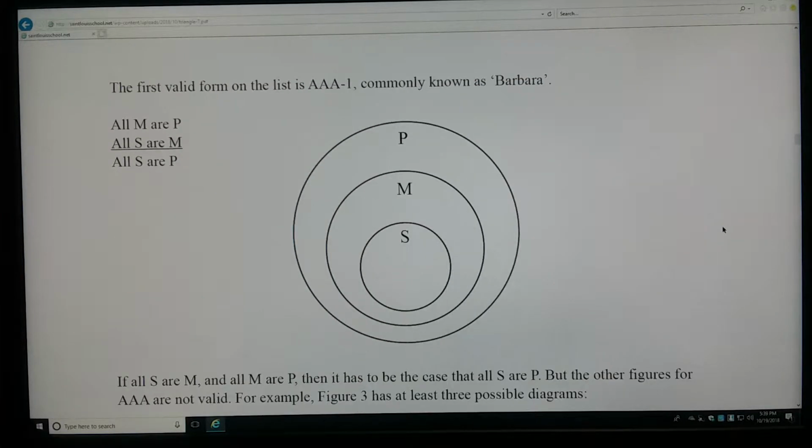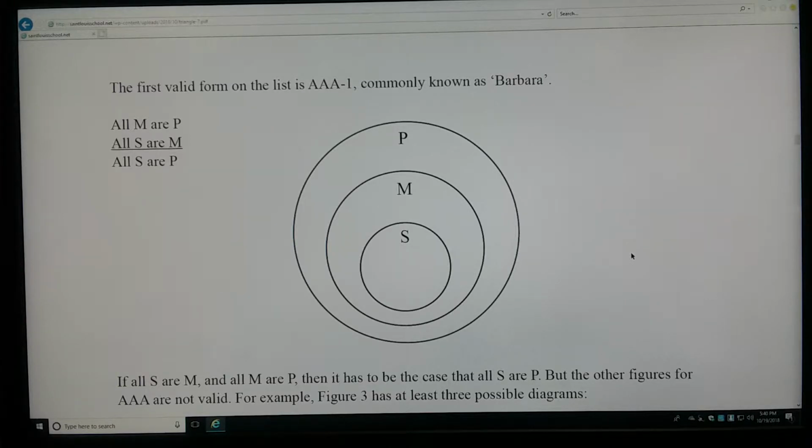The first valid form on the list is AAA1, which is also commonly known as the Barbara form. The diagram is just meant to represent the reasoning in the premises. All M are P, so M is a subclass of P. All S are M, which means that S is a subclass of M. So if M is a subclass of P and S is a subclass of M, then it would have to also be the case that all S are P.